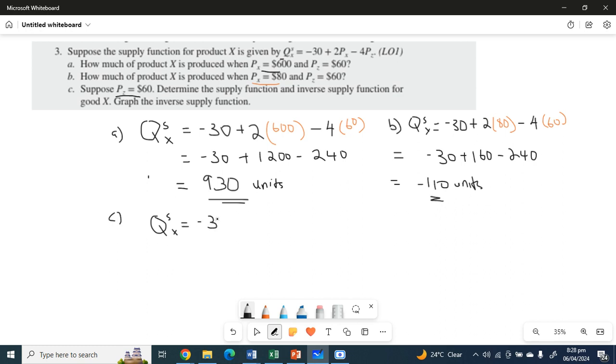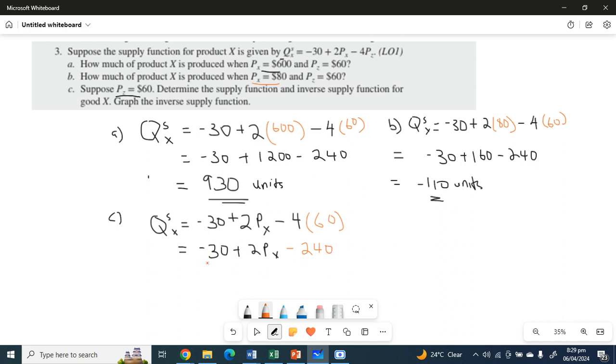We got negative 30 here plus 2PX minus 4 times PZ. It said PZ still equals 60. So this is 60 here. So we get negative 30 plus 2PX. 4 times 60, that's 240. Negative 4 times 60, so that's negative 240 here.